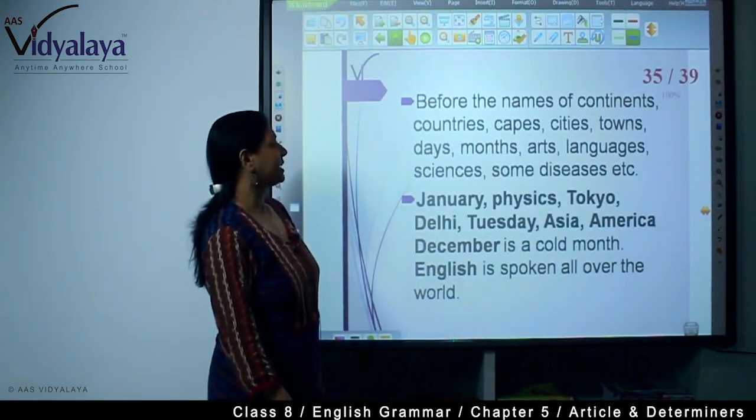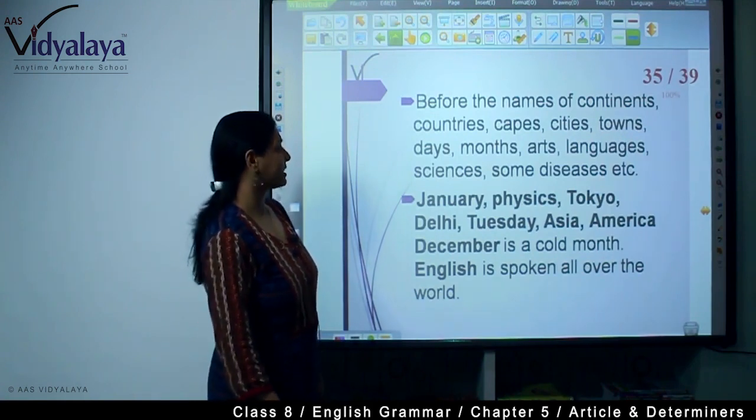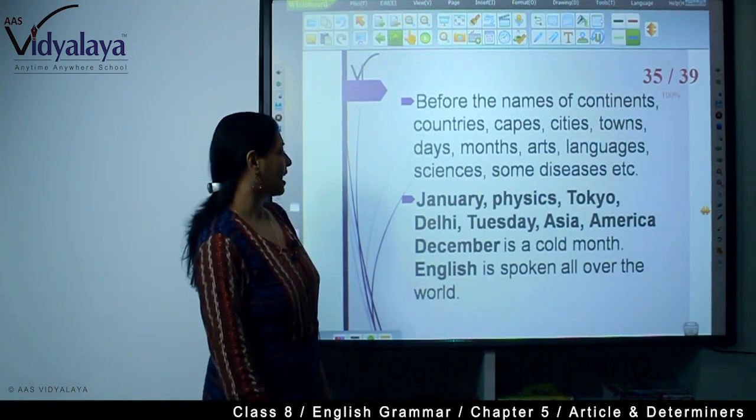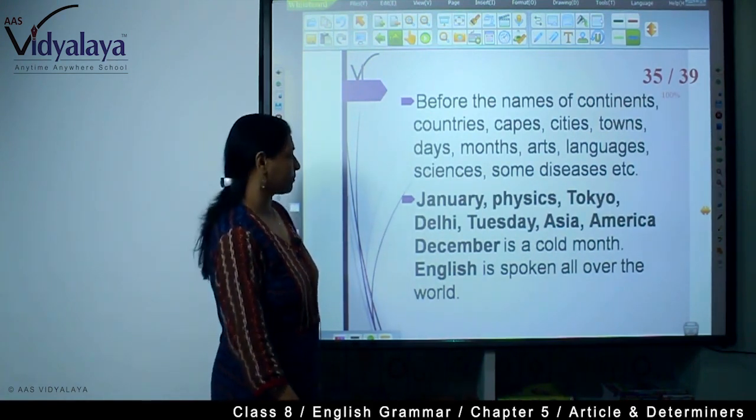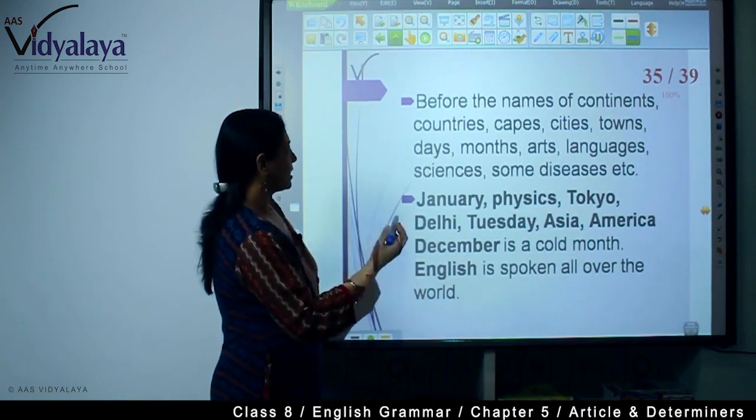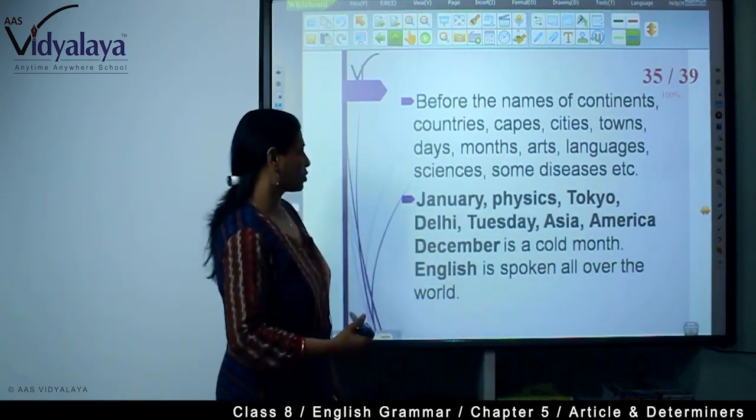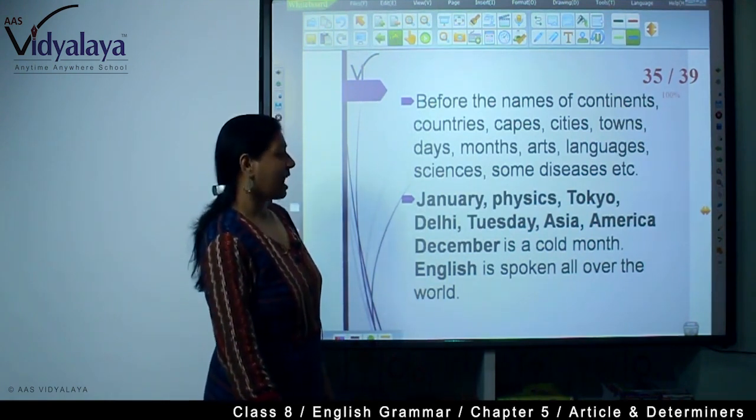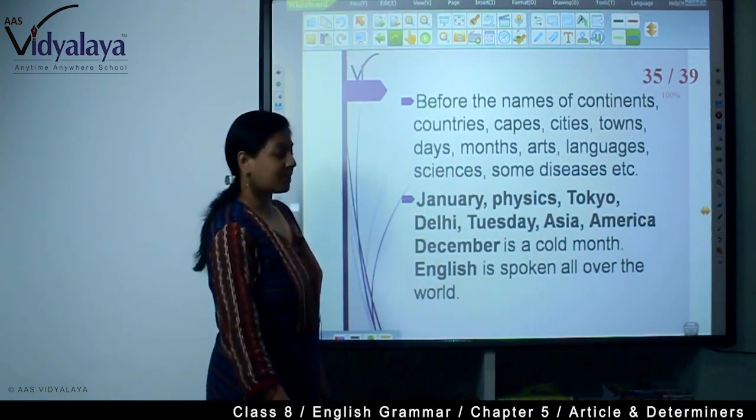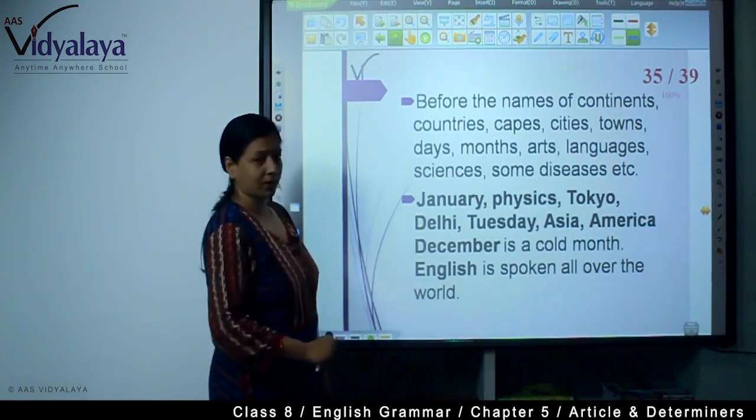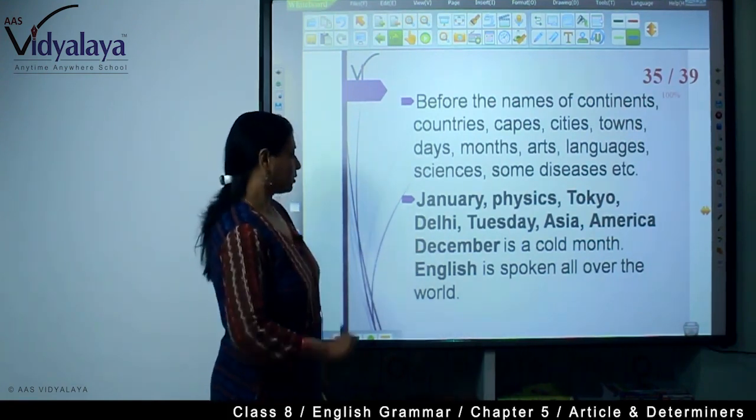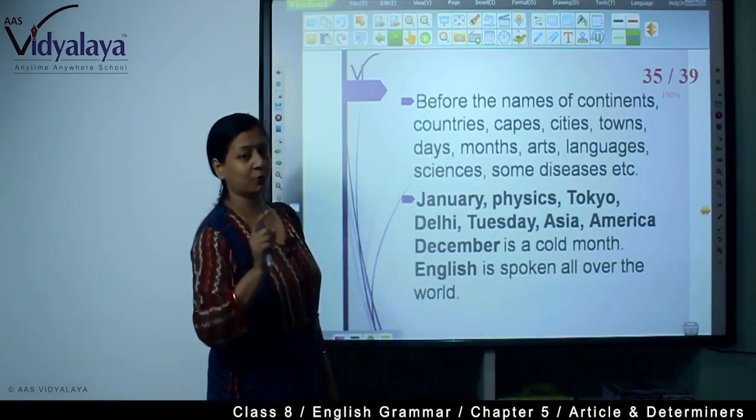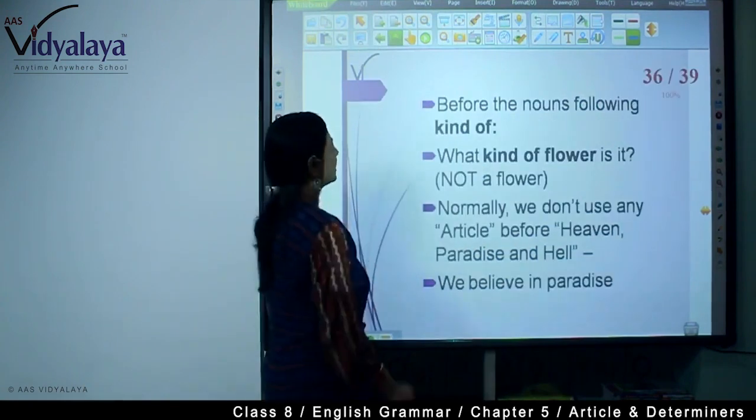Before the names of continents, countries, capes, cities, towns, days, months, etc., arts, languages, sciences, some diseases, etc. For example, January is a month, physics subject, Tokyo city, Delhi city, Tuesday is a day, Asia is a continent, America country, December is a cold month. We don't write a December. And English is spoken, we don't write the English. So you will have to be very careful in all these things.